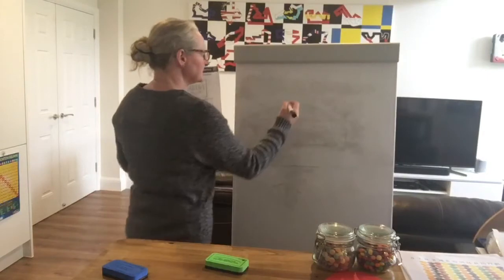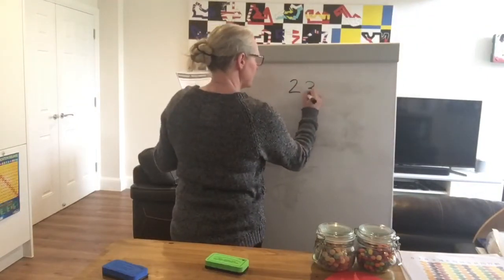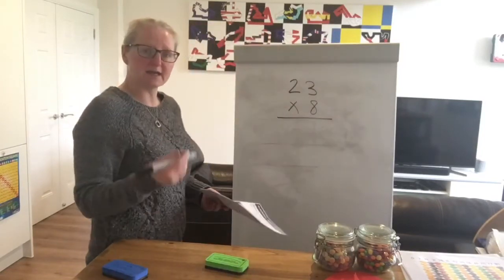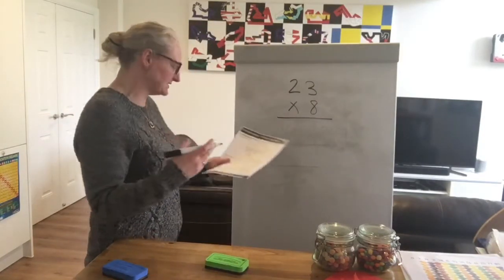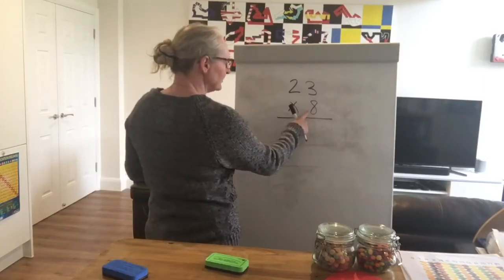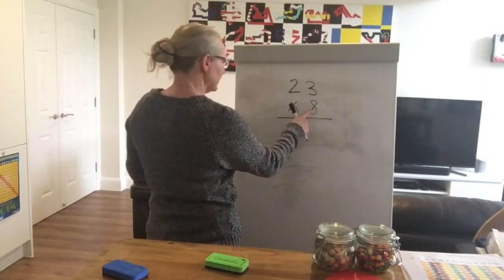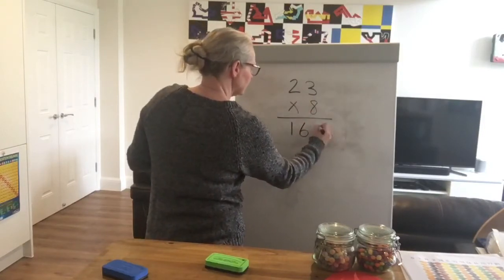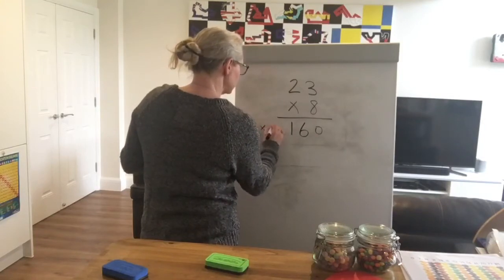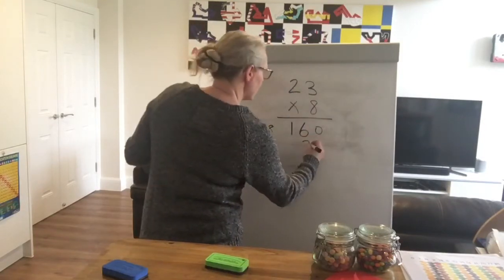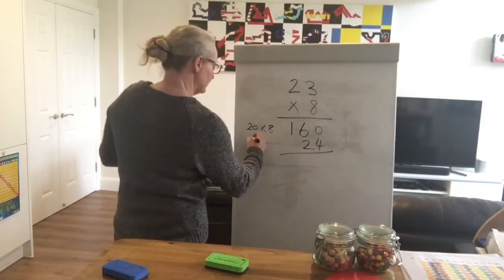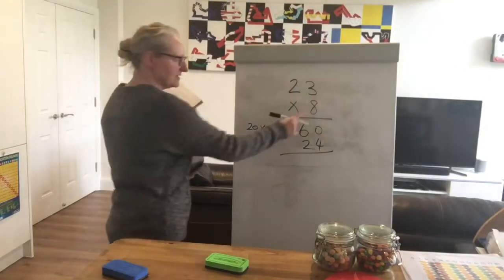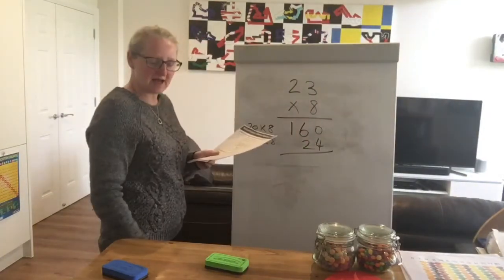Okay, so I'm going to use the same example, 23 times 8, to show you that I can write it in a different way, but still using the same idea of partitioning. I'm going to start multiplying out my 20, so 8 20s are 160, so this is 20 times 8, and then I've got 8 3s are 24, so that's 3 times 8. So again, I'm partitioning it and multiplying it out individually, then I'm going to add it up.